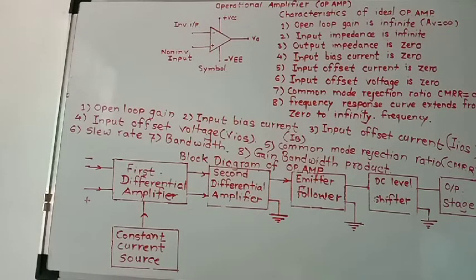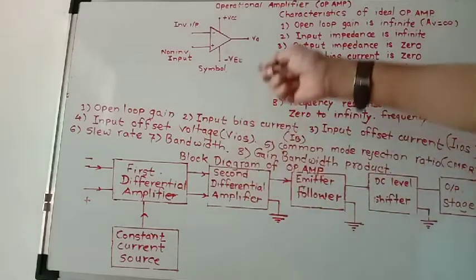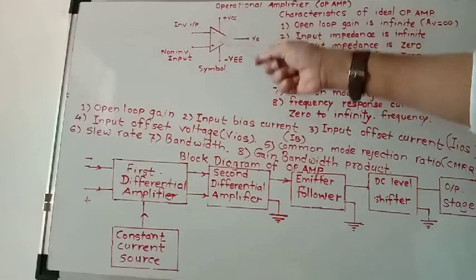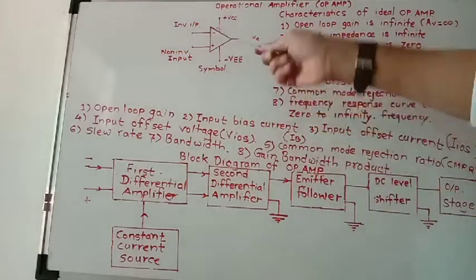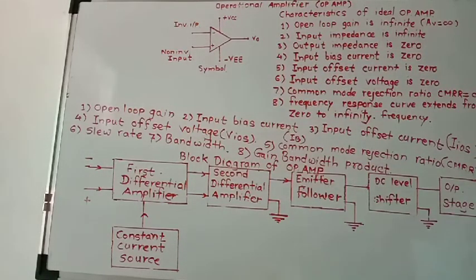So we have to apply a small differential voltage to the input of the op-amp to make the output voltage 0. The input offset voltage is denoted by VIOS, and this voltage is normally in the range of a few millivolts. Okay, this is about input offset voltage.